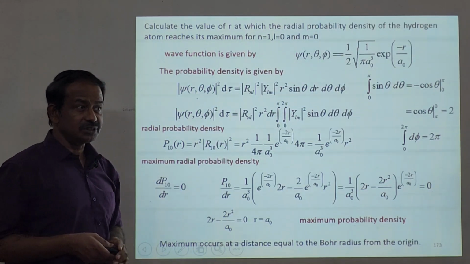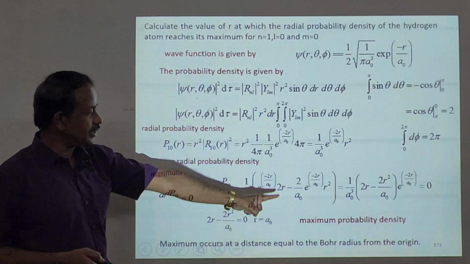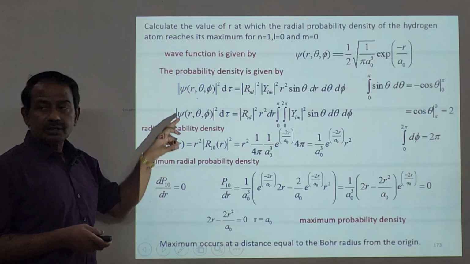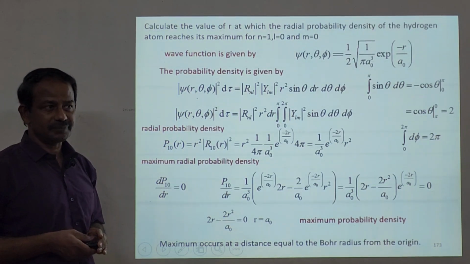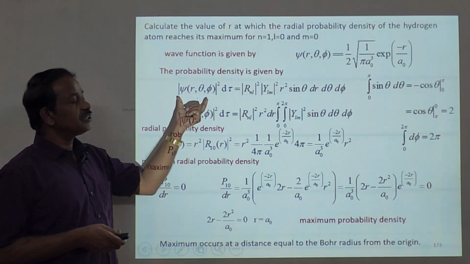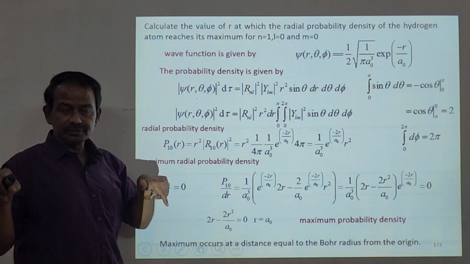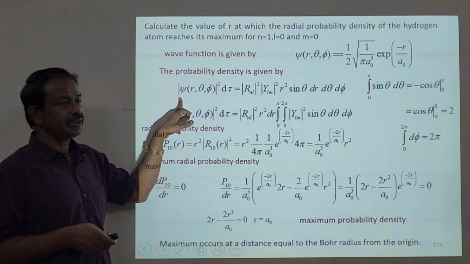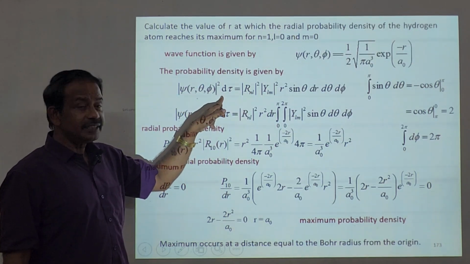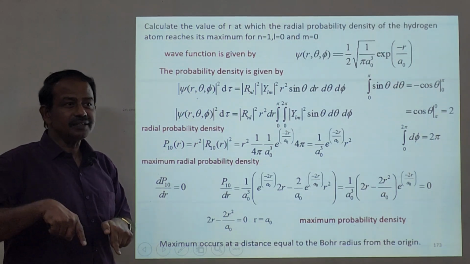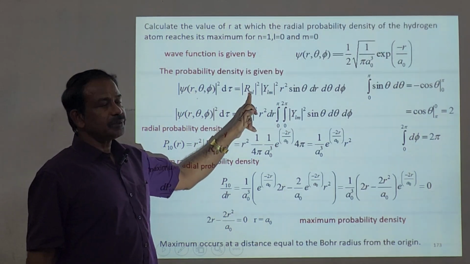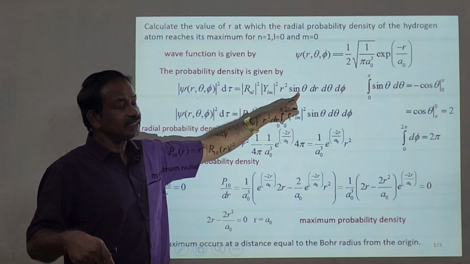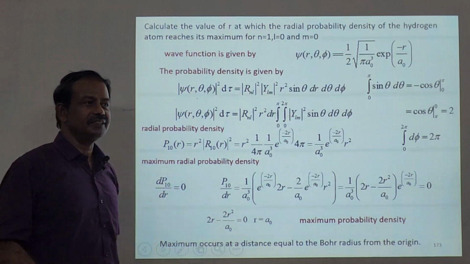The wave function for the ground state, which we just calculated, we know already. We'll go with the probability density. The probability density is given by the square of the wave function. This is your probability density, correct? Square of the wave function, which is multiplied by d tau. It stands for the radial part and the angular parts. In spherical polar coordinates, it is given by r squared sin theta dr d theta d phi.